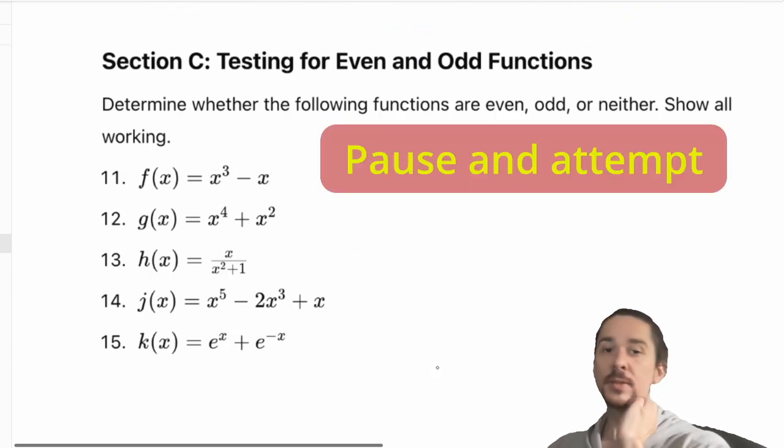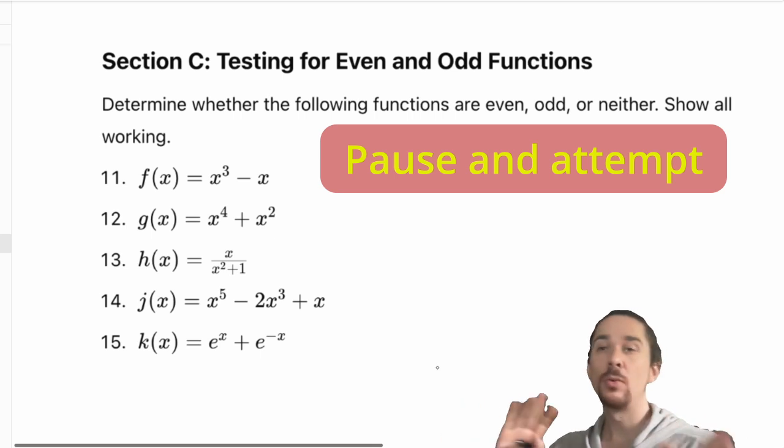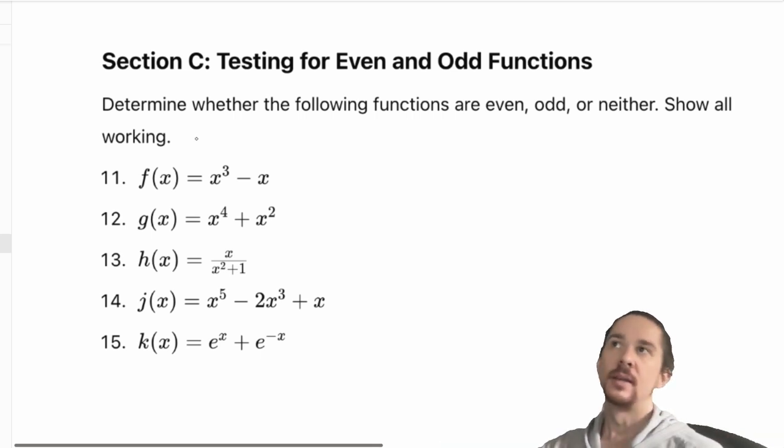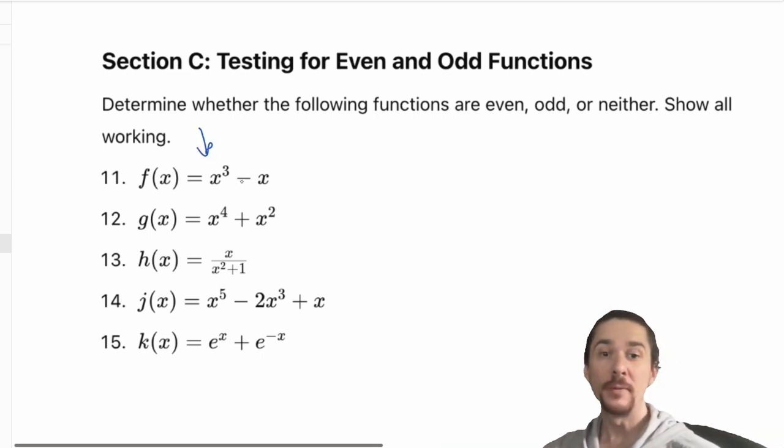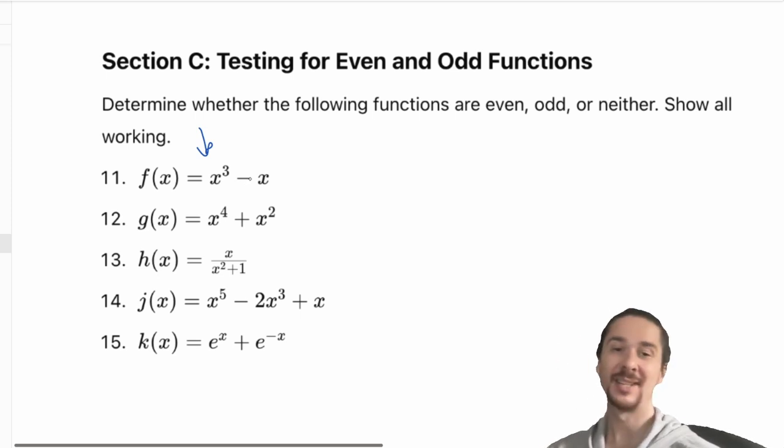Cool. Now we have some questions. Testing for evenness or oddness. This is a polynomial, and the powers of x are all odd. This is an odd function, but you will probably not get full marks if you just say that. So let me show you what you have to do.